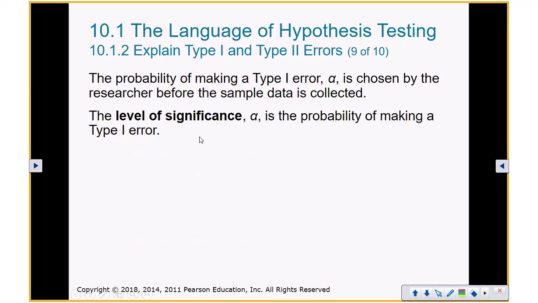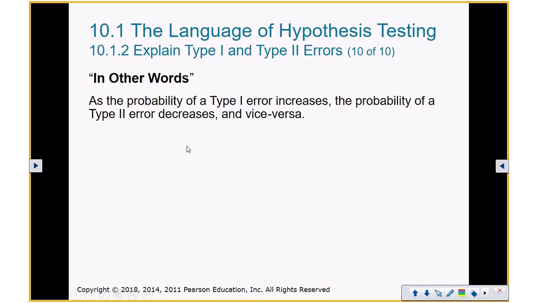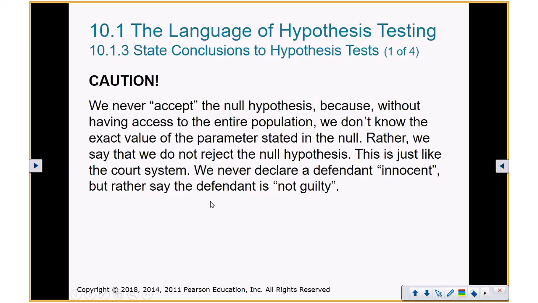Okay, here we go. In other words, level of significance. Okay, write this down. We never accept the null hypothesis. This is what I've been saying to you for the last 20, 30 minutes. Without having access to the entire population.